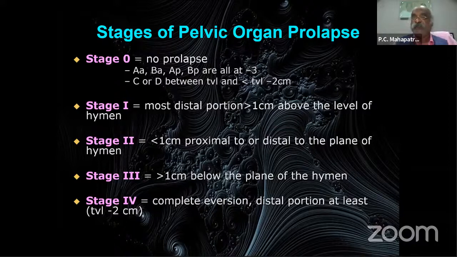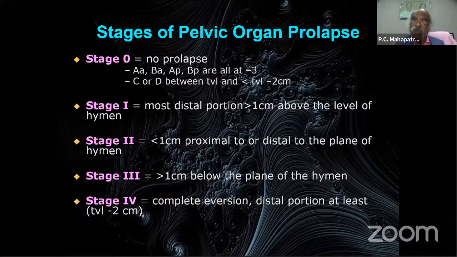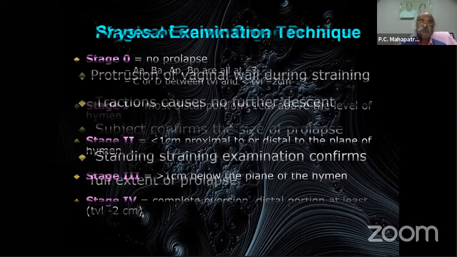Stage 3, more than 1 centimeter below the plane of the hymen. It comes to below the plane of the hymen, that is stage 3. And stage 4, complete eversion. Distal portion protrudes at least TVL minus 2 centimeter.